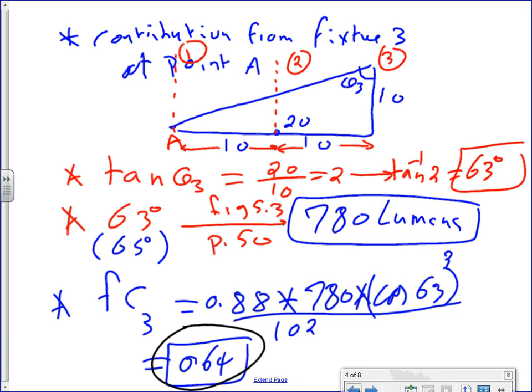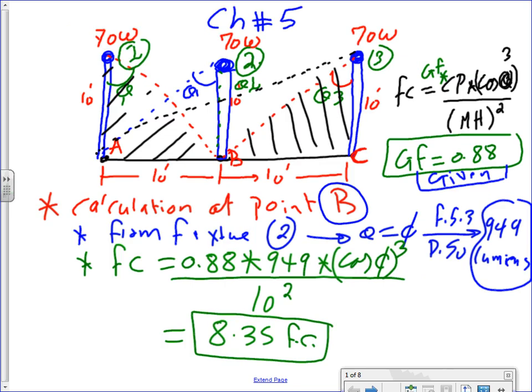Any comments? Any questions? So Adam, on your test next week, guys, it will be a problem identical to this. And you are to find the foot candle, the total foot candle at point A, B, and C. Identical. You will be using, guys, the same fig. Without the isometric fig that we talked about, the photometric data sheet, you cannot solve this problem, right? Because the fixture, guys, will give different lumens at different angles.